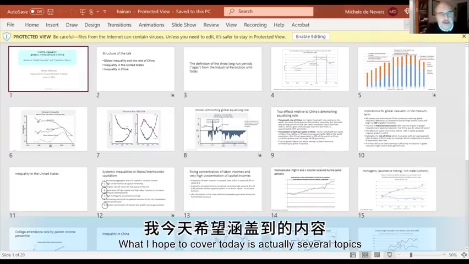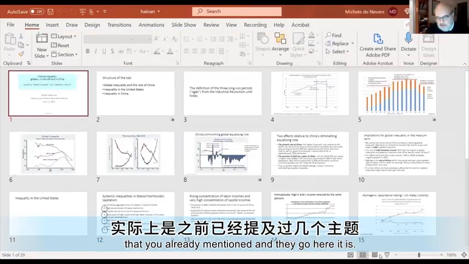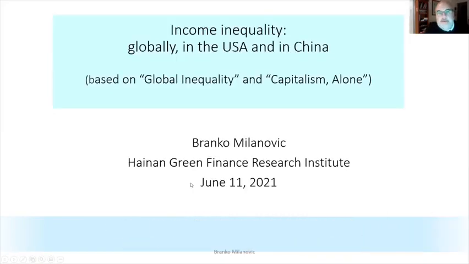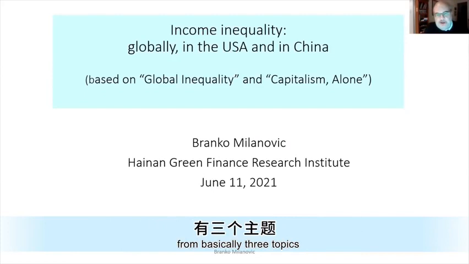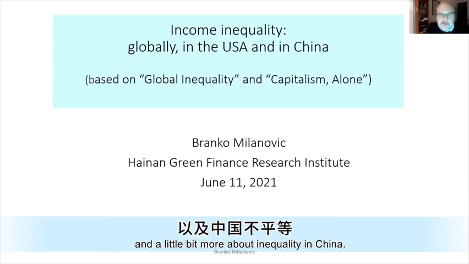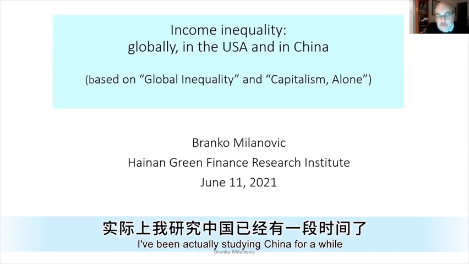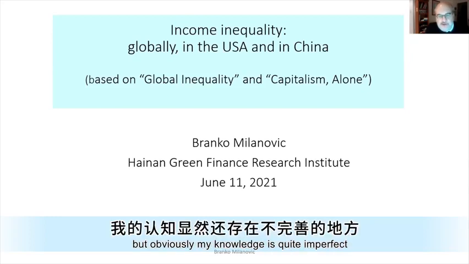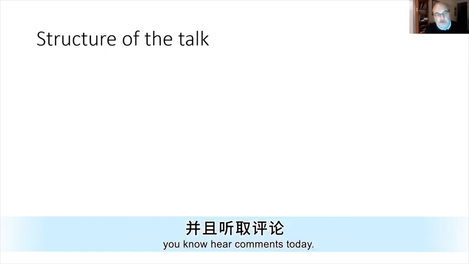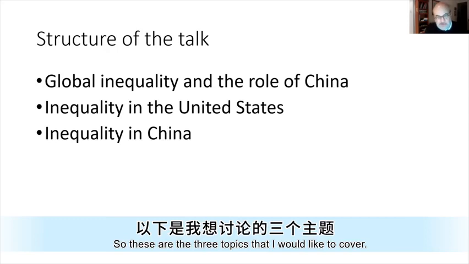What I hope to cover today is actually several topics that you already mentioned, and they go, here it is. They go from, as you can see, basically three topics: global income inequality, a little bit about the inequality in the United States, and a little bit more about inequality in China. Zhuo was very kind to mention that I study China. I've been actually studying China for a while, but obviously my knowledge is quite imperfect. So I would be very happy to hear comments today. So these are the three topics that I would like to cover.